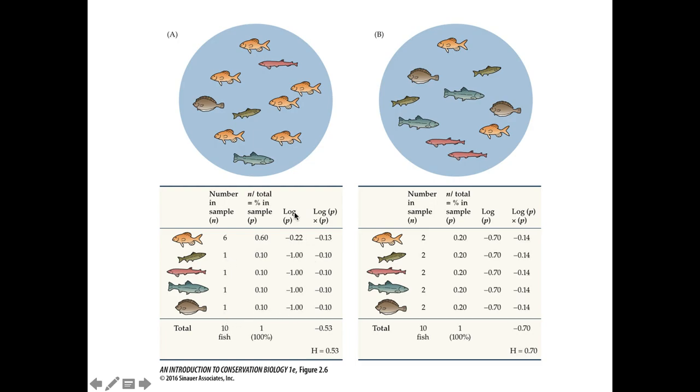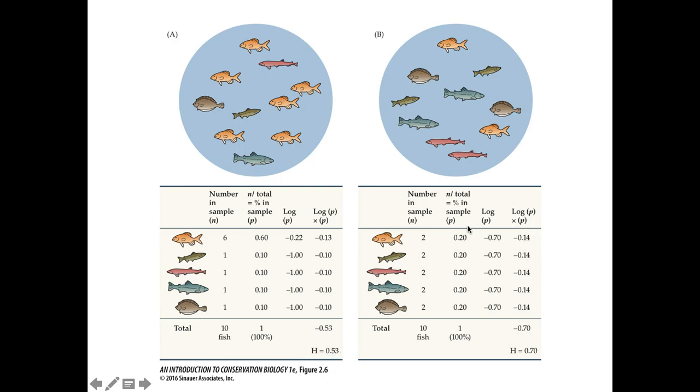And they take the log of p and the log of p times p, and they sum it all up and make it negative, and you get that the index, which is H, is 0.53.